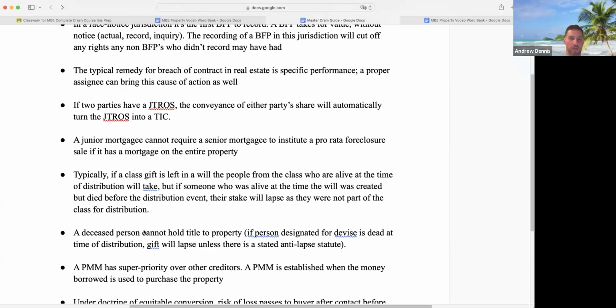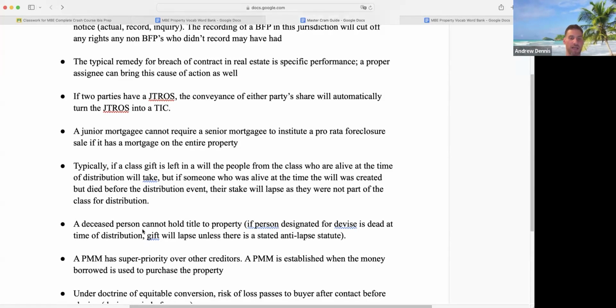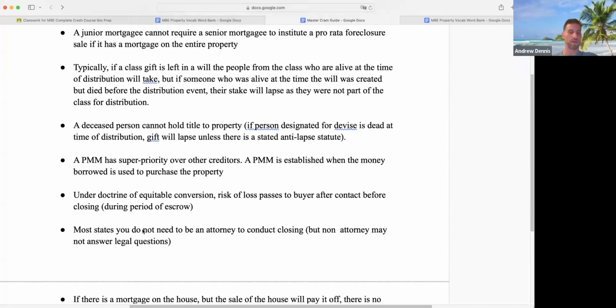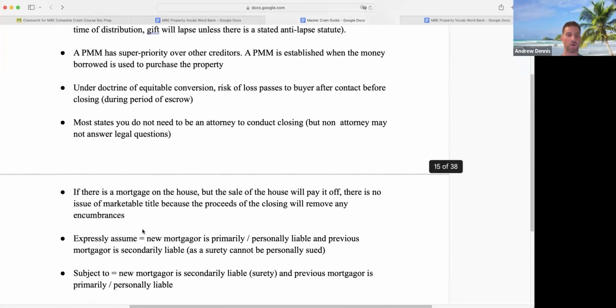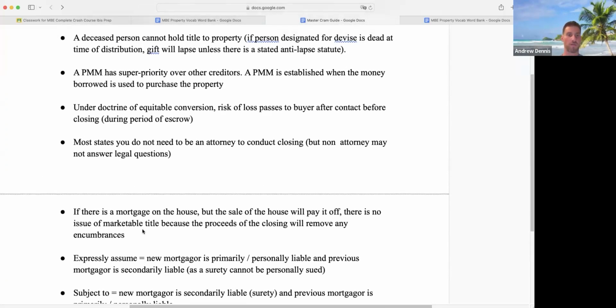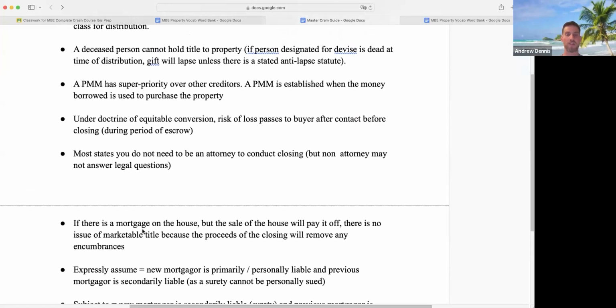So typically, if a class gift is left in a will, the people from the class who are alive at the time of distribution will take. But if someone who's alive at the time the will was created but died before the distribution event, their stake will lapse as they were not part of the class for distribution. A deceased person cannot hold title to property. So if a person designated for devise is dead at the time of distribution, the gift will lapse unless there's a state anti-lapse statute.